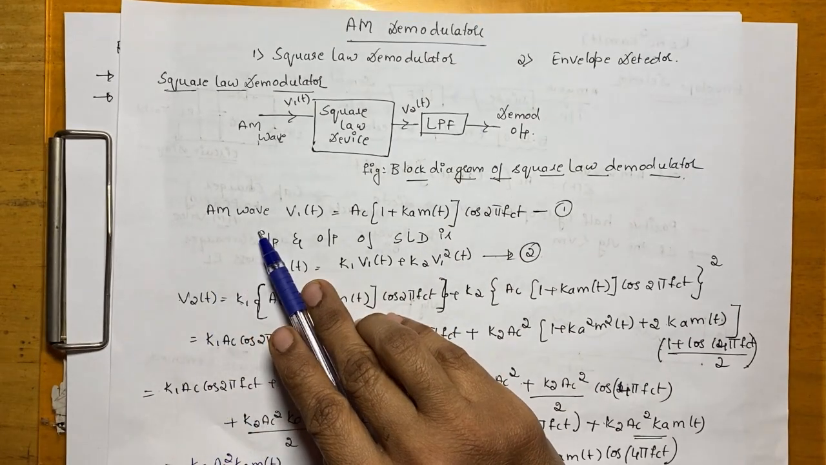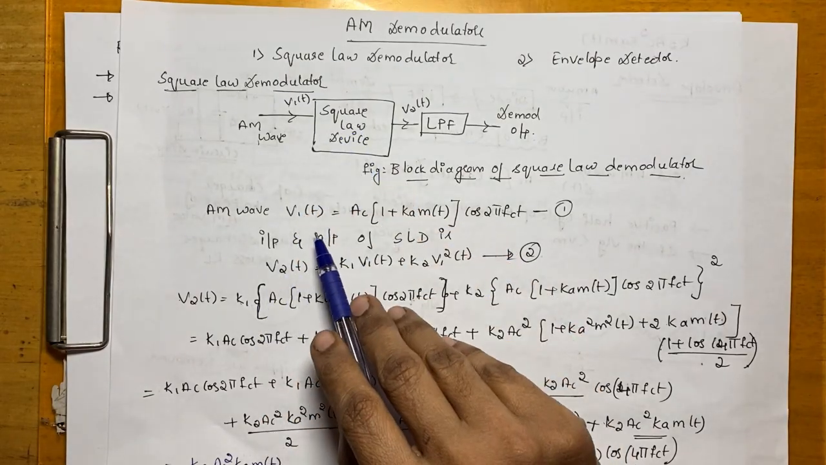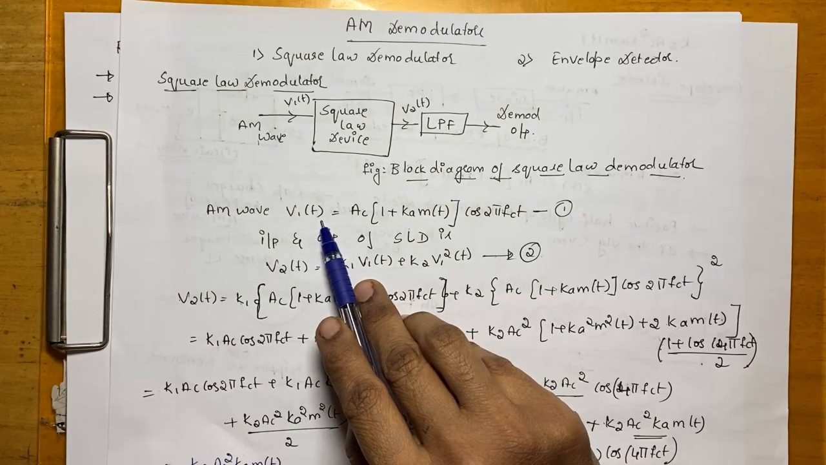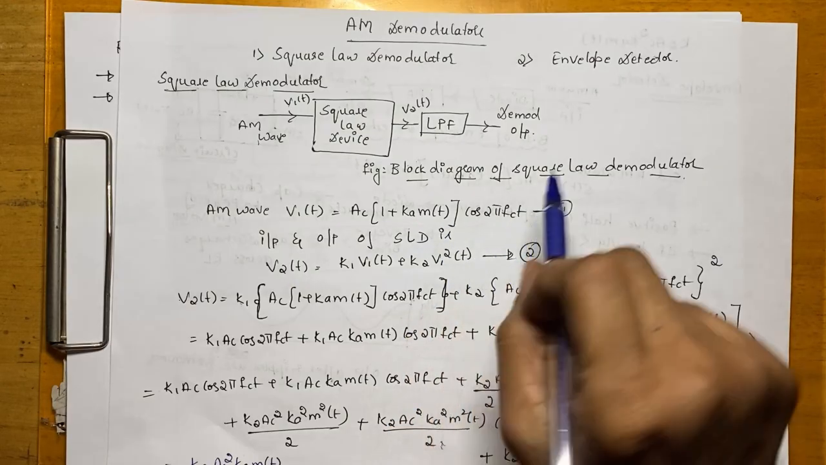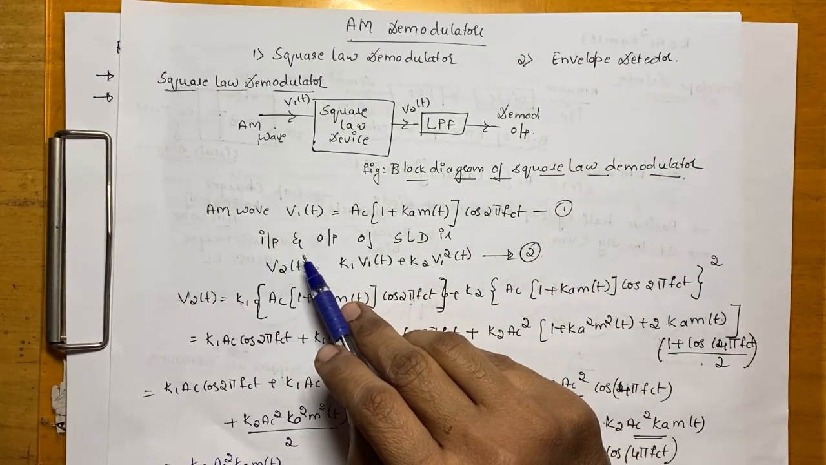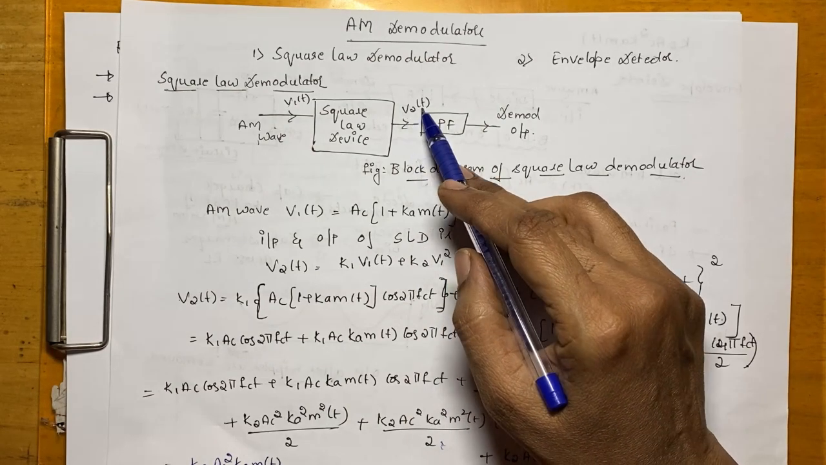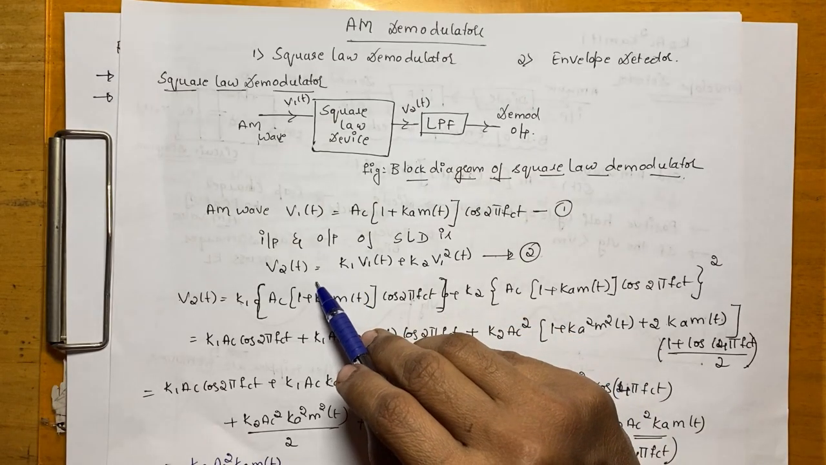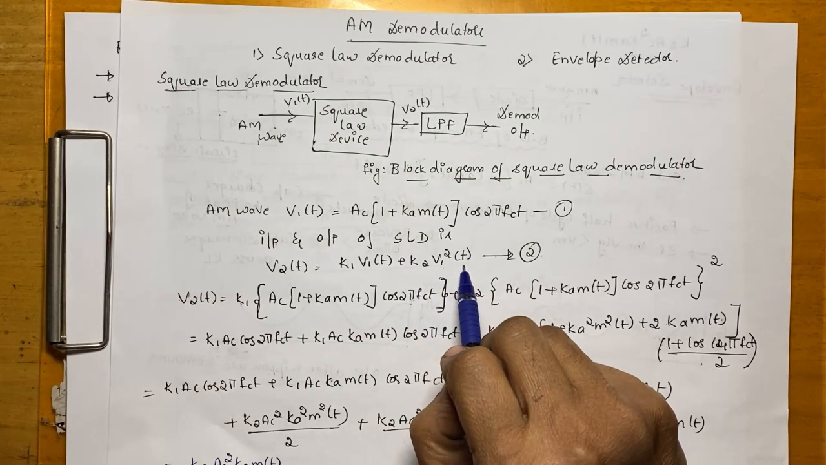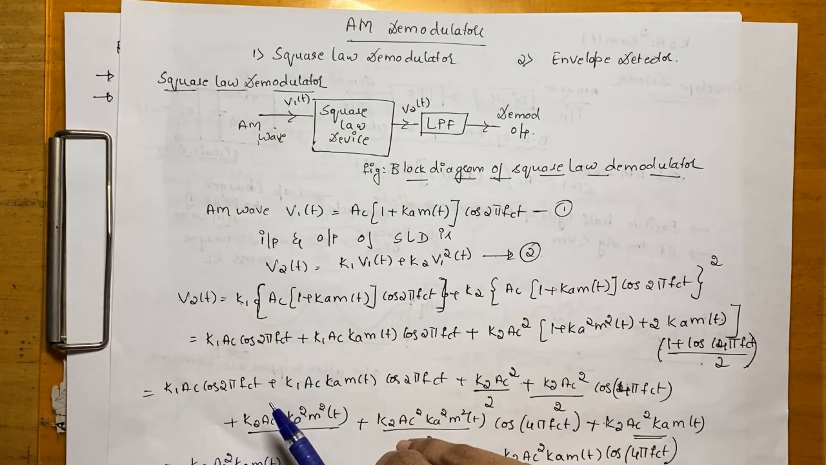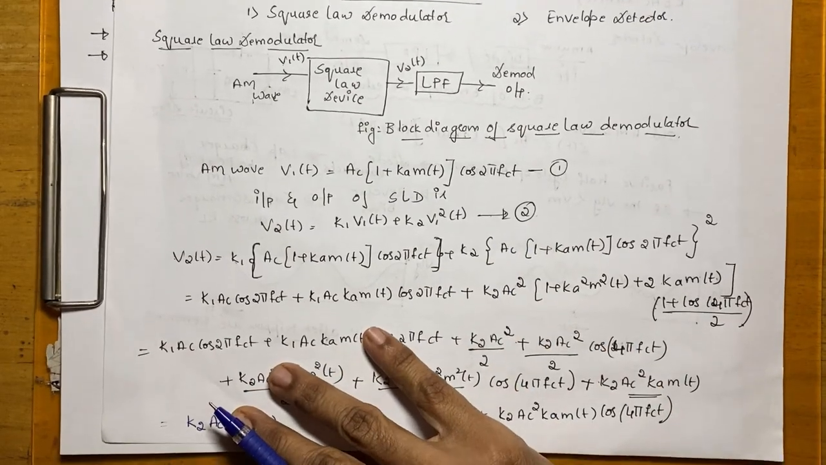Now the AM wave V1 of t, that is acting as an input to the square law device, is represented as V1 of t equals Ac into 1 plus Ka m of t into cos of 2 pi fct. Now the output of a square law device is represented as V2 of t, and V2 of t is expressed as K1 V1 of t plus K2 V1 square of t. This is similar to what we had seen at the modulator end also. Now represent that one as equation 2.